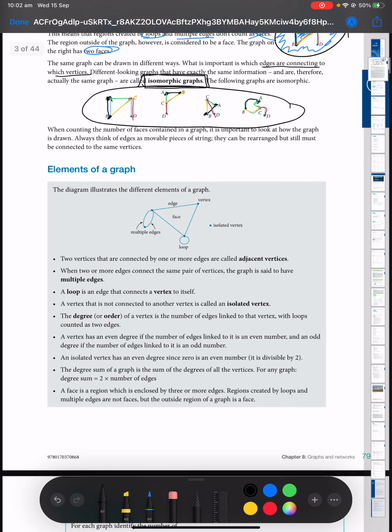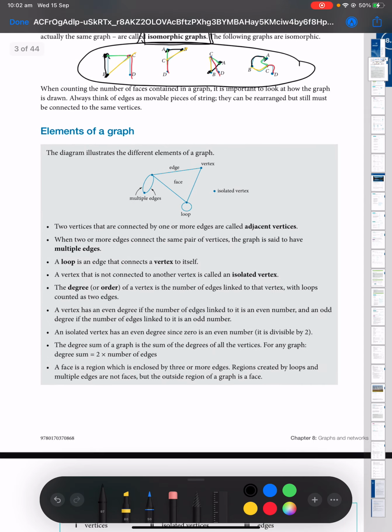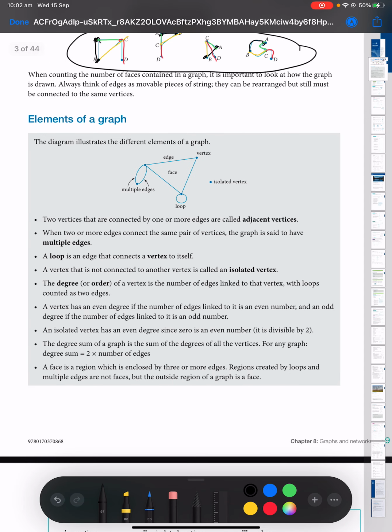All right, so just as a summary of the information that we've just spoken about, okay, your vertices are these corner points, edges are the lines that join vertices together. If between two vertices there is more than one edge joining them, we can say that they are multiple edges. And of course, if there's one connection from a vertex to itself, we can call that a loop.